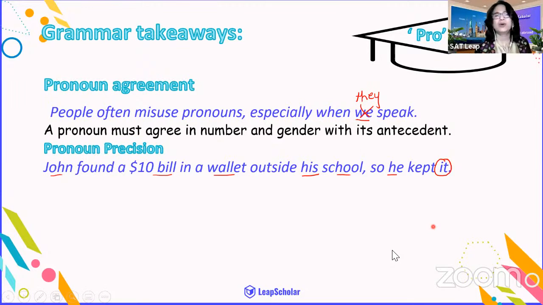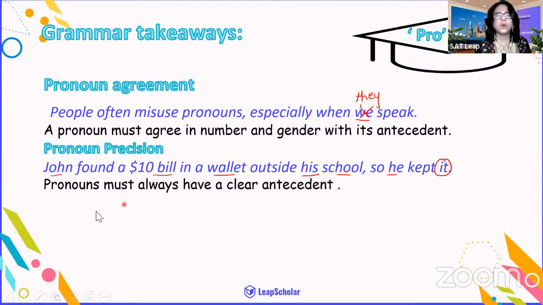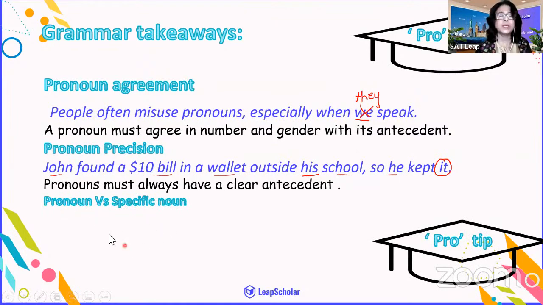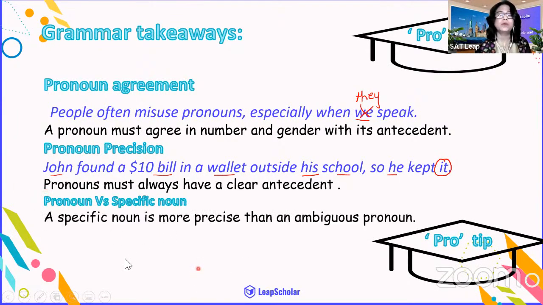Got it? Okay. So pronouns must always have a clear antecedent, which should be obvious not only to the writer of the sentence, but also to the reader of the sentence, right? Okay. So there's one more pro tip here. Whenever we have a pronoun versus a specific noun, please remember we choose the specific noun because it is more precise than an ambiguous pronoun. Okay, lesson learned. Can we go on?